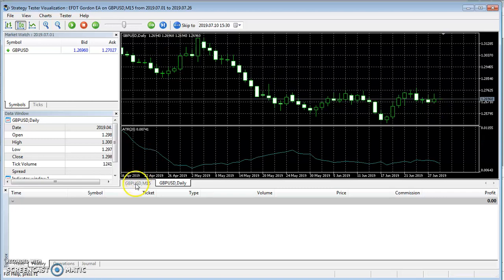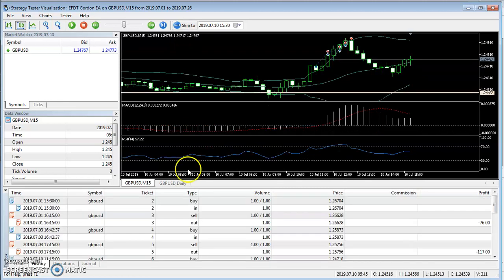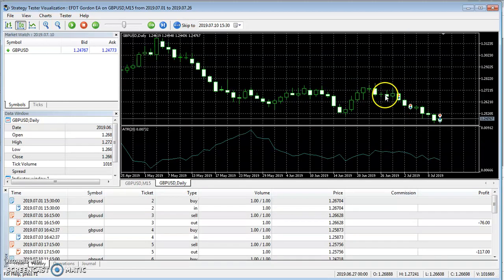We change it to 15-minute time frame. So here it shows us July 1st. Now we skip to July 10th. We can see that the market is definitely going down.